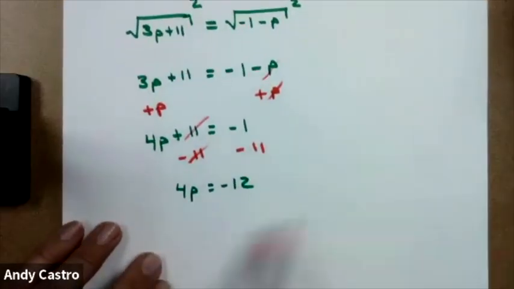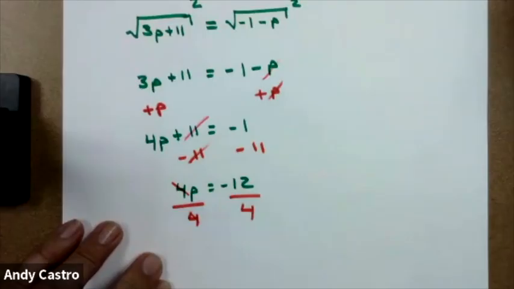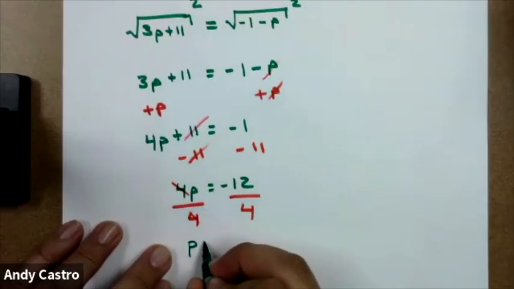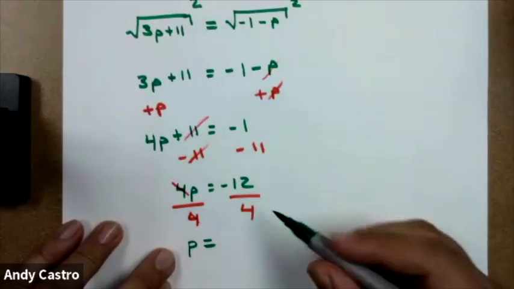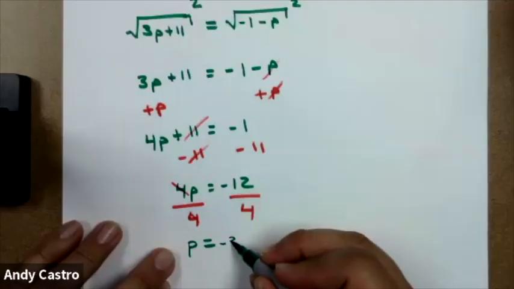And then what I'm going to do is divide both sides by a positive 4, which 4 over 4 is going to reduce to 1. 1 times p is just p. So that isolates p on the left. On the right, negative 12 divided by 4 is negative 3.